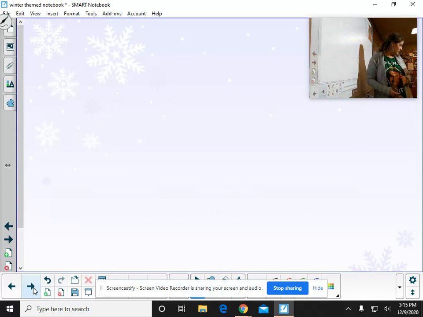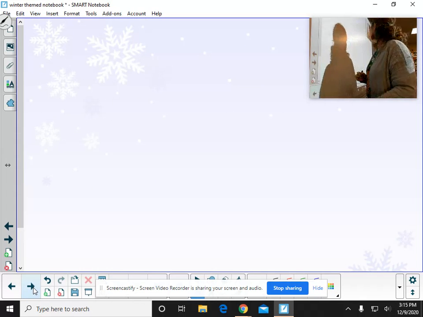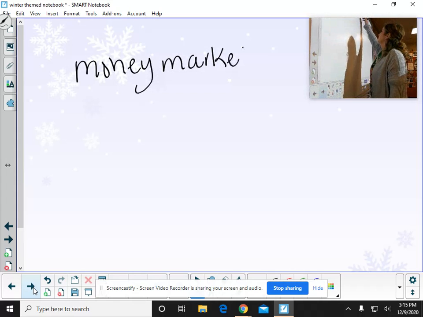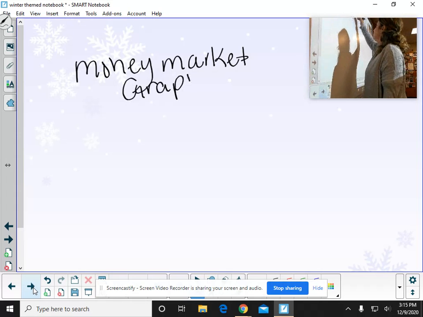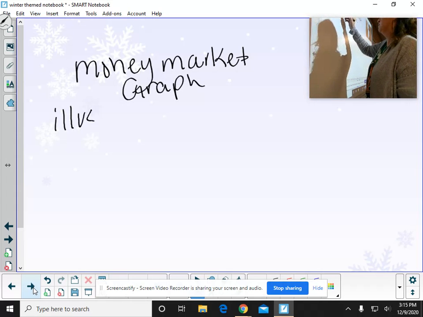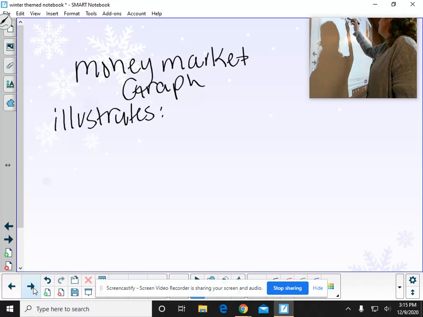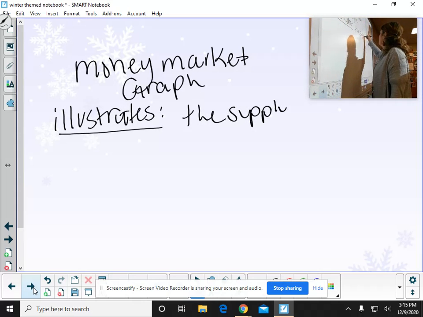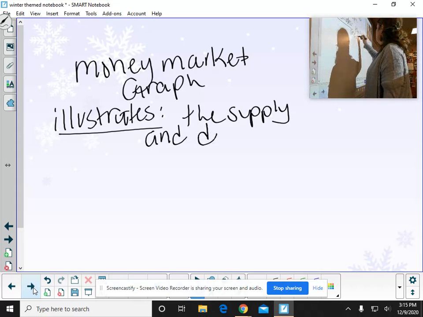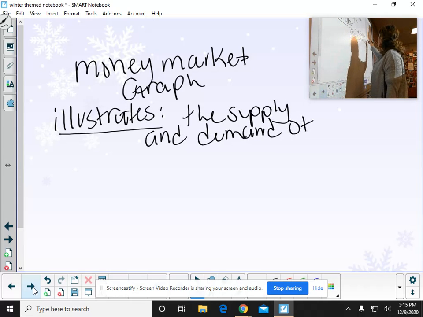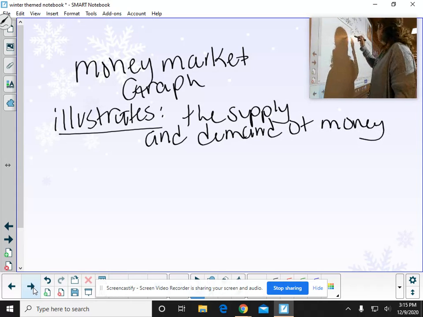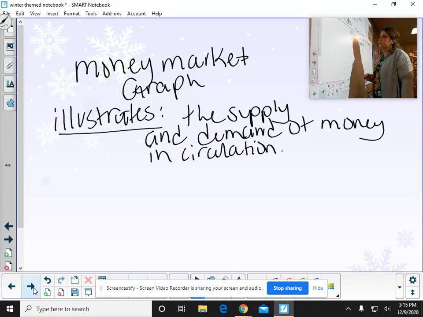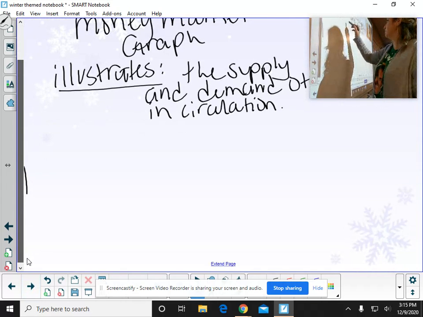Now let's next talk about the money market graph. You can put this on a new page. First, let's say what it illustrates. The money market graph shows the supply and demand of money in circulation. So here is what the money market graph looks like.